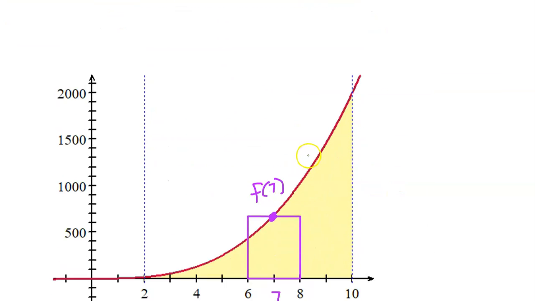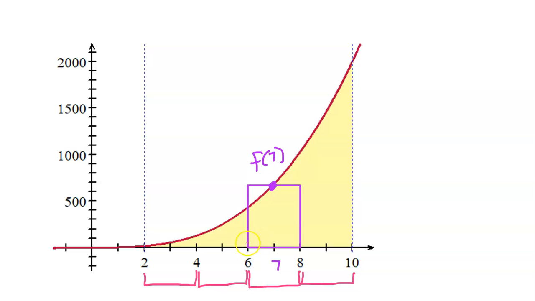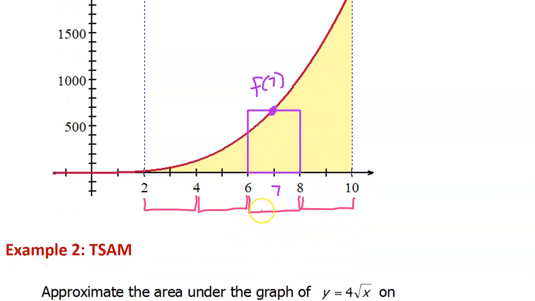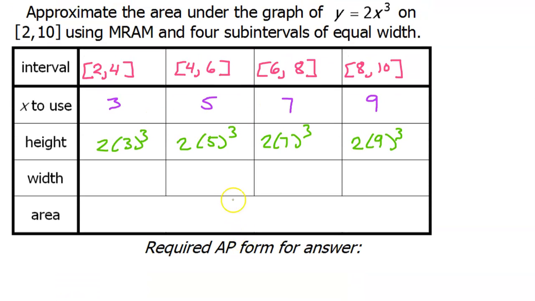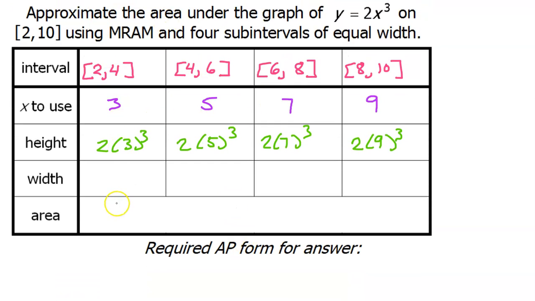To calculate the area of this rectangle, we need to do base times height. So we have the height, now we need the base, or the width. Well, the width of the interval is just going to be the distance between the numbers. It's 8 minus 2. So the width of the interval is 2. And these are 4 intervals of equal width, so they're all going to be 2. Okay, so the width of each rectangle is 2. 2, 2, 2, 2.